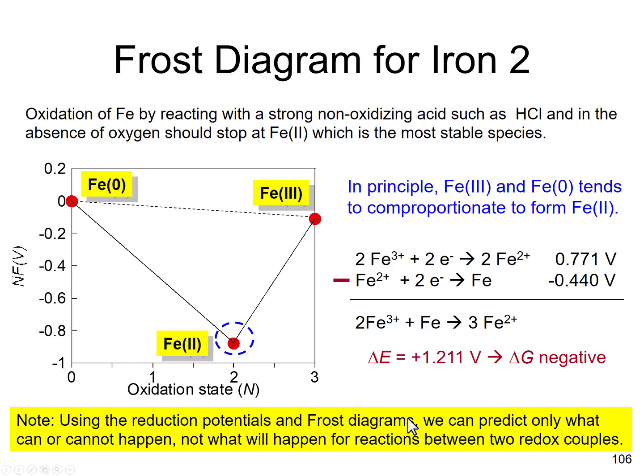Now this is an important note here. Using the reduction potentials and Frost diagrams, we can predict only what can or cannot happen. It will not predict what will happen for reactions between two redox couples. So again, this is like a calculation. You can get a good judgment on potential reactions if you wish.